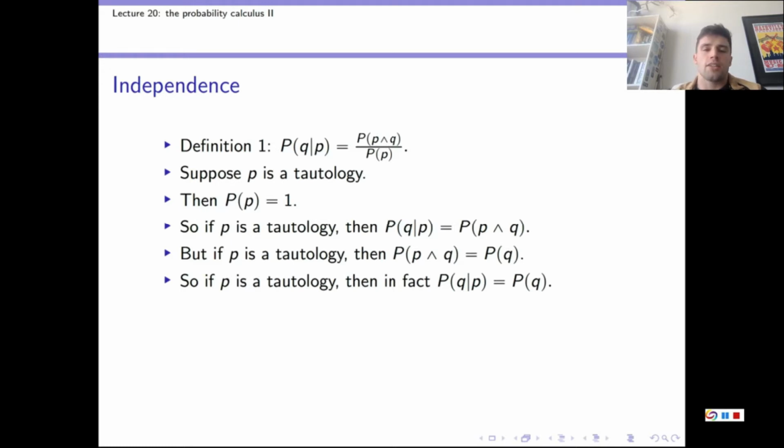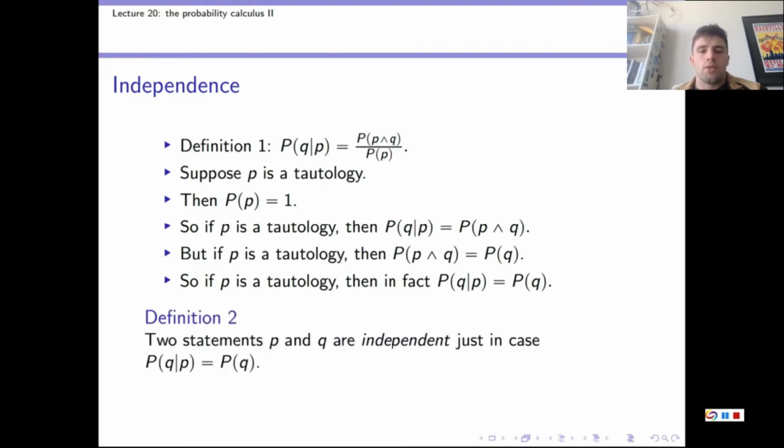Now this fact serves to motivate the following definition. We say two statements P and Q are independent just in case P(Q given P), the probability of Q given P, is equal to the probability of Q. The idea behind independence is what we just said. Learning P tells you nothing about the probability of Q.